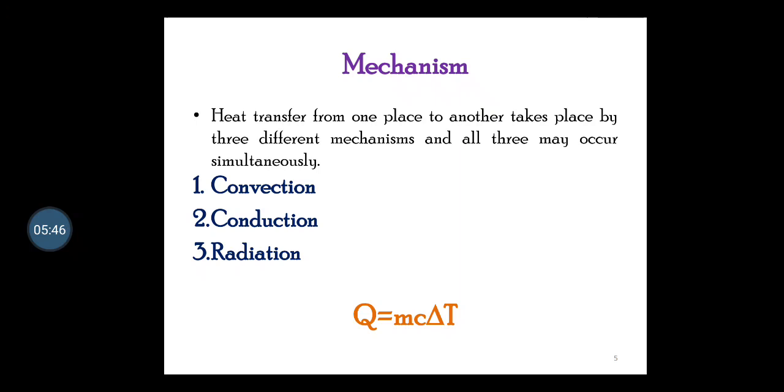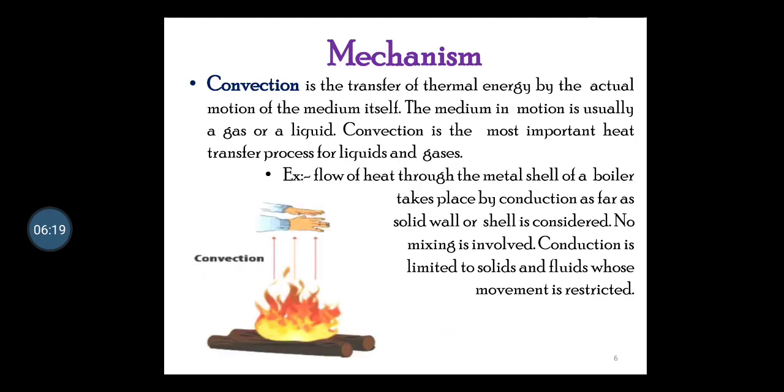The heat transfer from one place to another takes place by three different mechanisms, and all three may occur simultaneously: convection, conduction and radiation, which is assigned with the help of this equation, Q = m c ΔT, where m is mass, c is specific heat and delta T is the temperature difference. We will discuss them one by one. The first mechanism is convection.